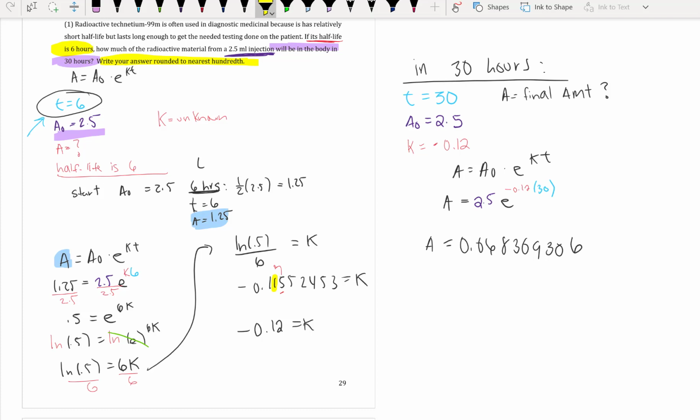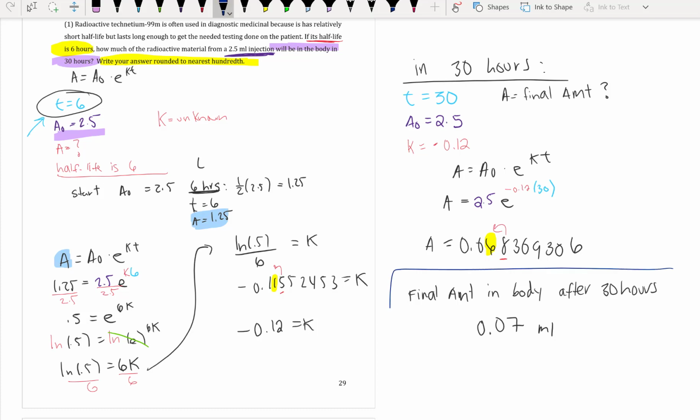And since we're rounding to the nearest hundredth, that's that 6, so that 8 tells you where to round to. So your final amount in body after 30 hours will be 0.07 mLs. That is going to be my final answer.